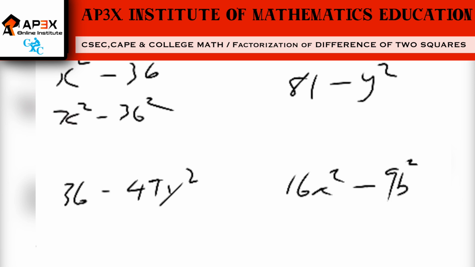Now, on the contrary, ladies and gentlemen, boys and girls, you are not supposed to raise any of the terms to a power of 2. Since the x is already raised to a power of 2, all I need to do is find out what number I have to square to get 36. That's the objective. What do you have to square to get 36?